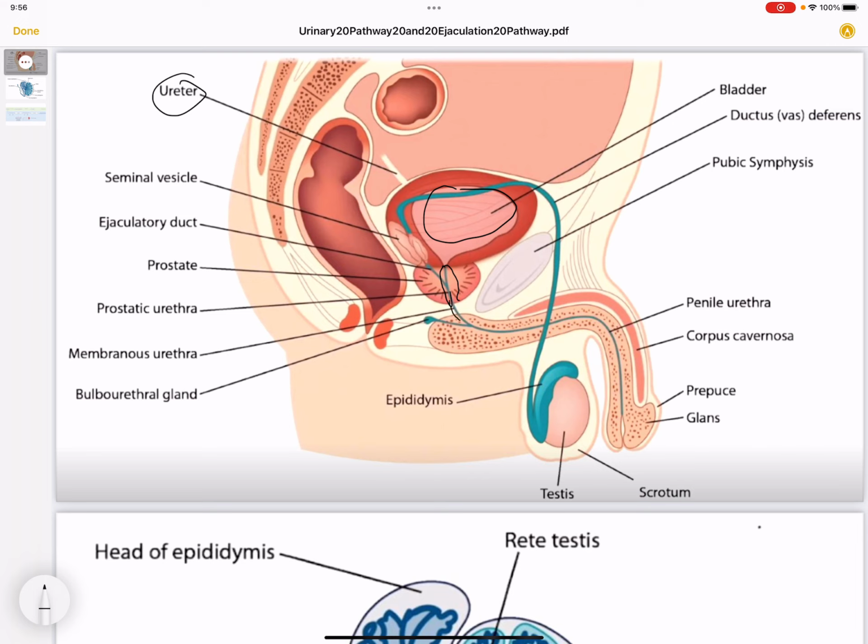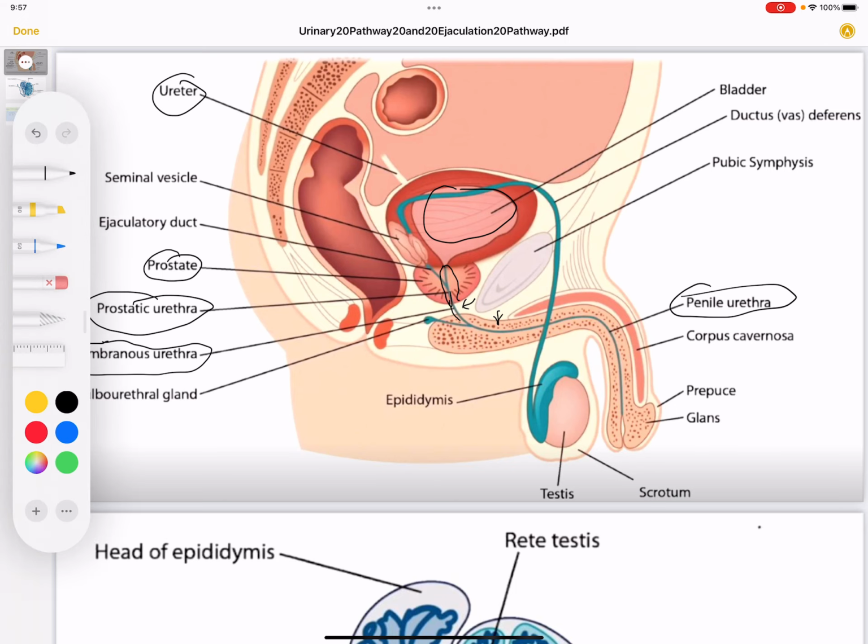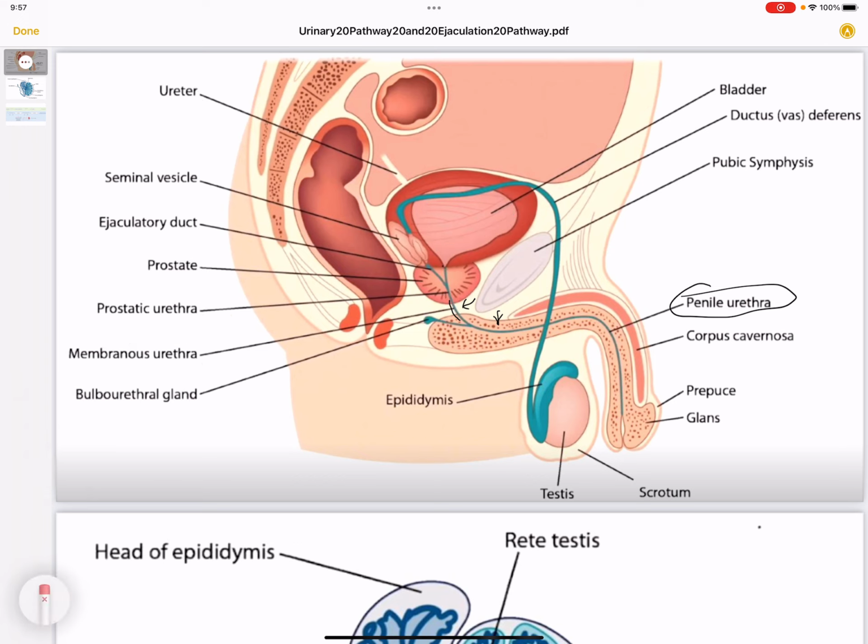Now, depending on where the urethra is, the name is going to change. Right below the bladder, we have the prostate. The urethra that is found in the prostate is called prostatic urethra, which makes sense. When the urethra leaves the prostate and is in the membranous region, it is called the membranous urethra. When the urethra enters the penis, it is called the penile urethra. And from the penile urethra, it can leave the body. Now, this was the urinary pathway.